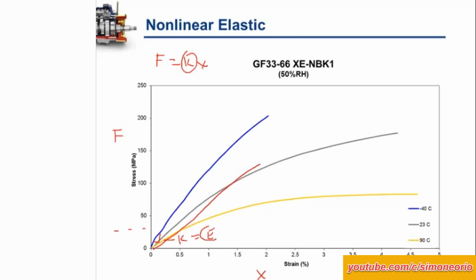Instead of just using this single value to represent the stiffness of the material, we can put in multiple data points, or the actual curve of the material, and get more accurate results.